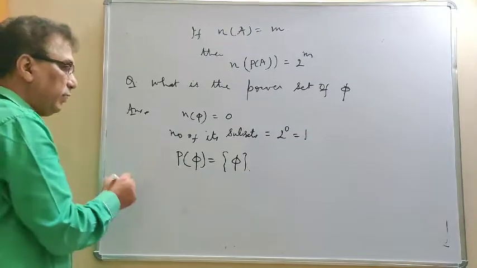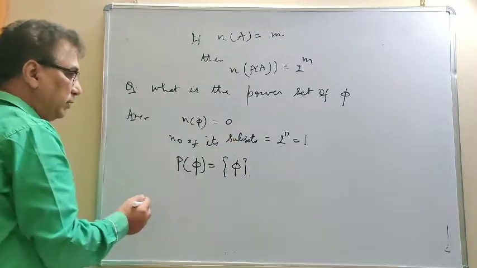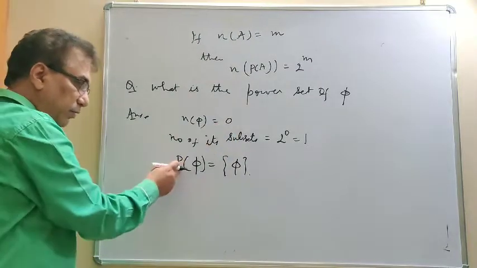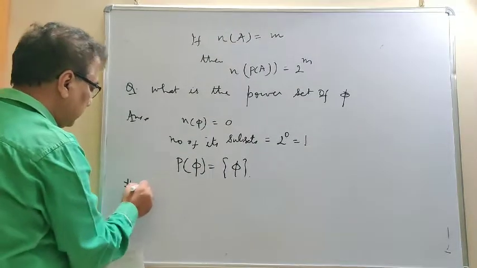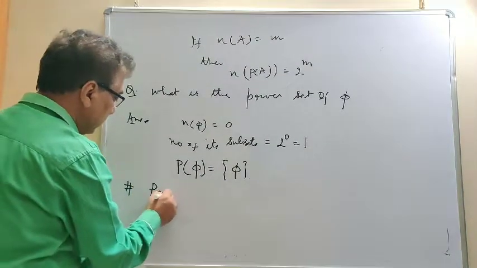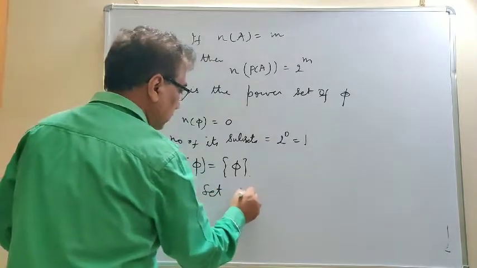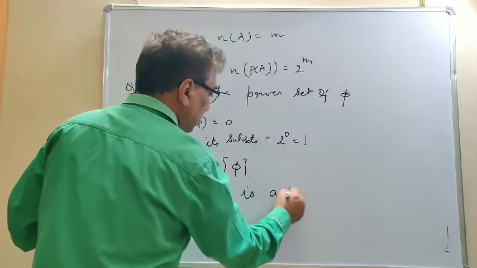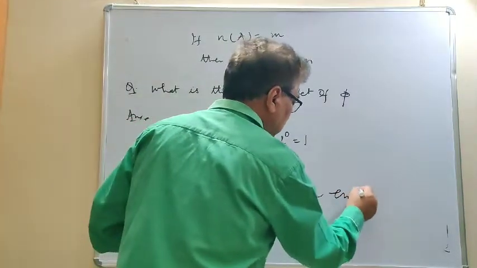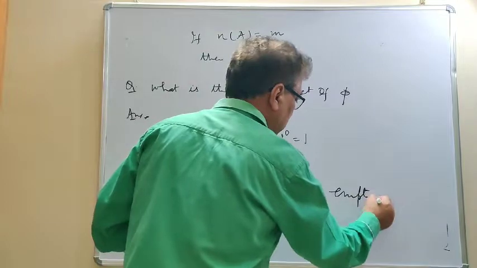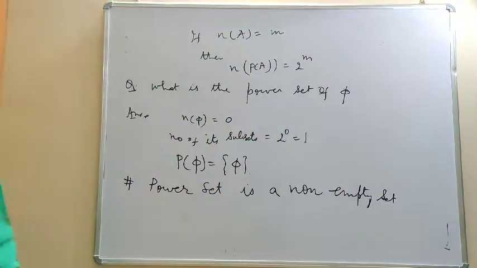So from here we can conclude this is the extreme set in which we have no element, but even then power set has one element. So we can conclude here that power set is a non-empty set. So this is again a very important conclusion.